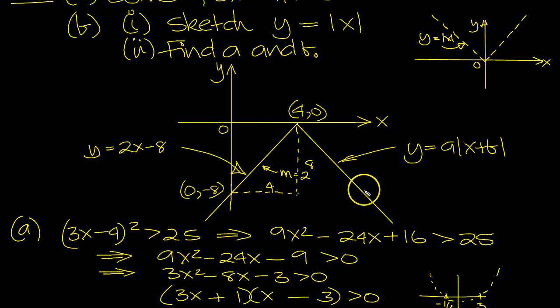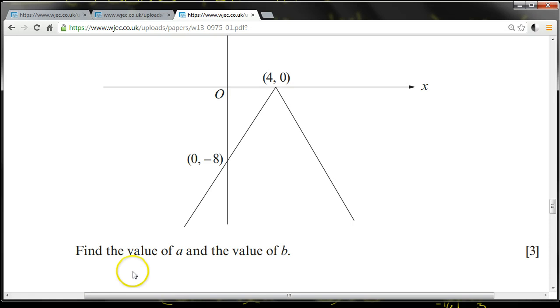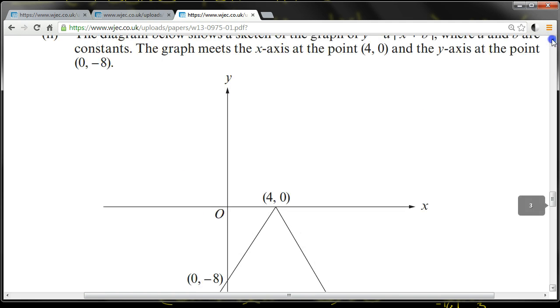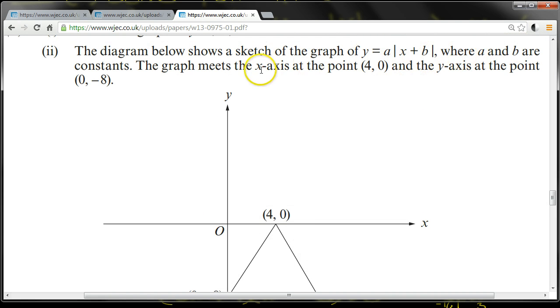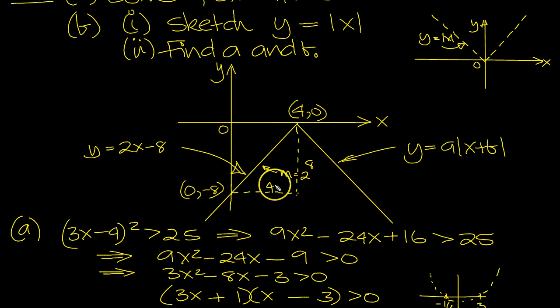This line here, well, this gradient here, presumably this is a right angle. Let's go back to the sketch and look at the paper. Oh, no, it's not. It is a modulus function though, isn't it? That's the clue there. So what would be a modulus here? One would presume that this gradient would have to be minus 2.